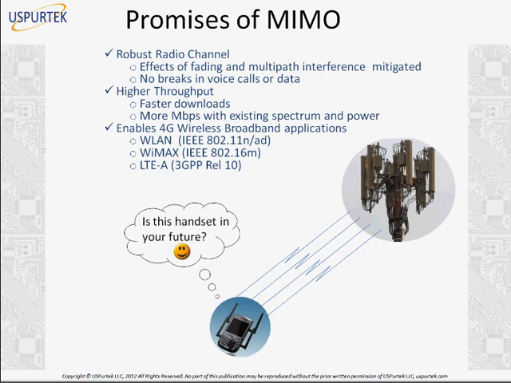You get higher throughput if the environment conditions are right. You get all the multiple channels simultaneously. You can increase your throughput. You'll have faster downloads, and with the demands placed by the latest applications on smartphones, this is the right solution. You get more megabits per second with the existing frequency spectrum and power, and it also enables this antenna configuration enables all the leading 4G wireless broadband applications.